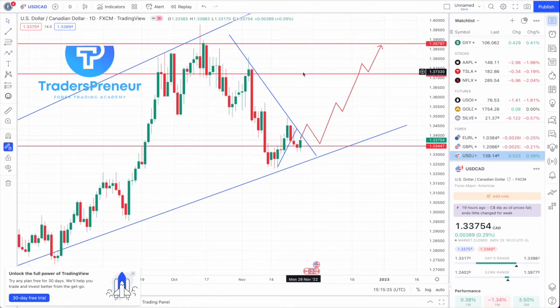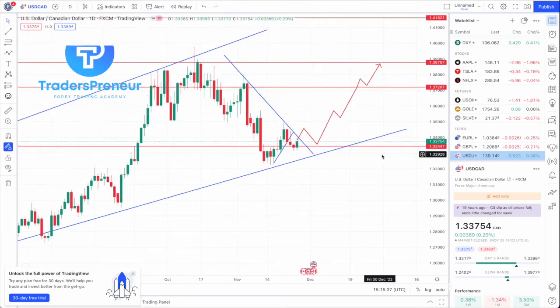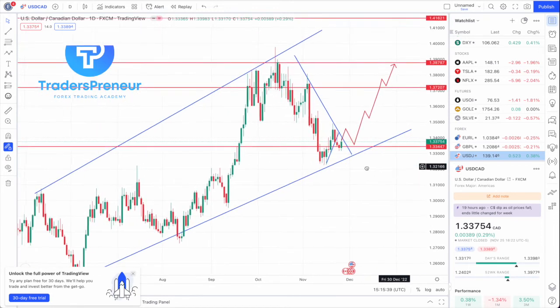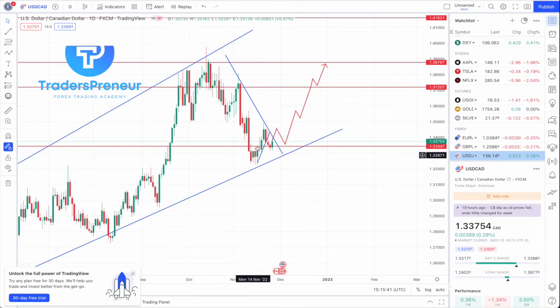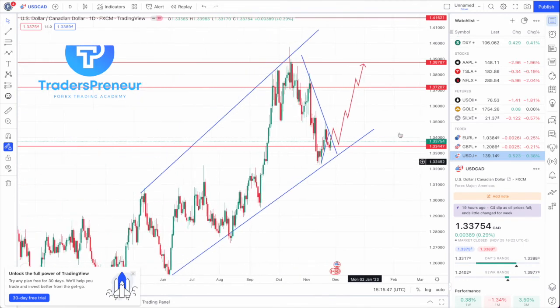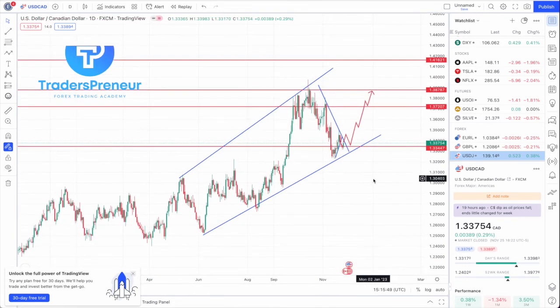So that is what we are expecting for the next week. We are expecting a strong movement for the USDCAD. So what is the other situation if this price movement will not happen? What is our other option here?